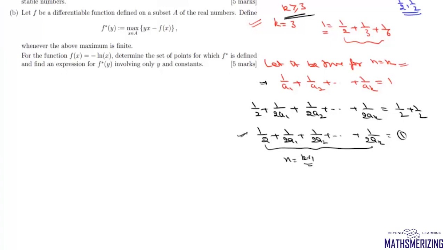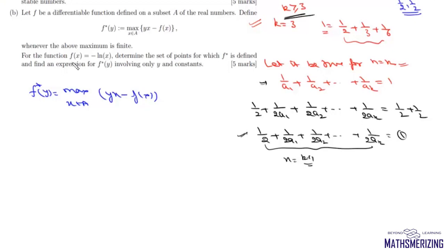Now question number B, it says, let f be a differentiable function defined on subset A of real numbers such that f star y is maximum of x belongs to A, yx minus f(x) whenever the above maximum is finite. Now for the function f(x) equals minus log x, determine the set of points for which f star is defined and find an expression for f star y involving only y and constants.